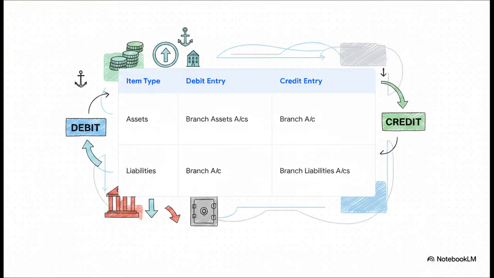Your profit method does not change how you handle the balance sheet items at all. So memorize this universal rule to anchor any exam question you might face. Assets are debited and liabilities are credited against the branch account. For your branch assets, you debit the individual branch assets accounts and credit the branch account. For the branch liabilities, it's just the reverse. You debit the branch account and credit the individual branch liabilities accounts. It's a wonderfully consistent rule.